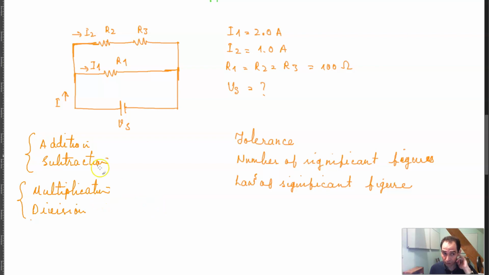Suppose, for example, that you have 2.0 amps and 1.0 amps, and you are adding them together. So 0 plus 0 is 0, 2 plus 1 is 3, giving 3.0 amps. Which means that the result is going to have the number of decimal places of the number with the least number of decimal places.